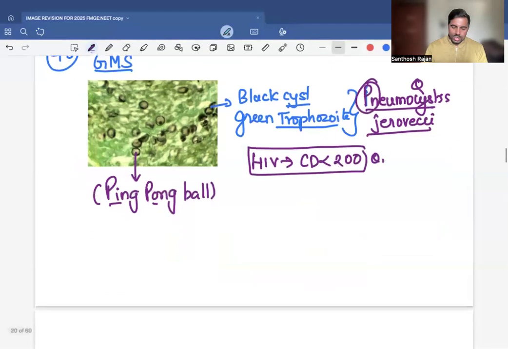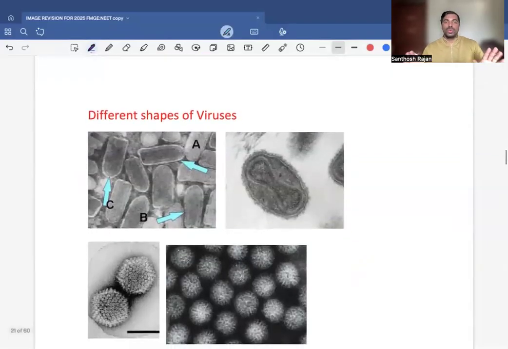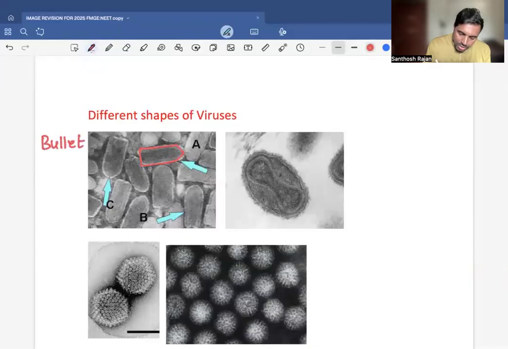Okay, that's all. Next, now we're going to the virus part. Virus is again very, very easy. Here, these shapes are important. This is bullet shaped, right? It looks like a bullet. So whenever a rabid dog bites, you hit it with a bullet, otherwise it's going to spread rabies. Just for remembrance. You shouldn't harm any animal, just for remembrance, I'm saying. So I mean to say that this is bullet shaped. When you see a bullet shape, that is your rabies virus.